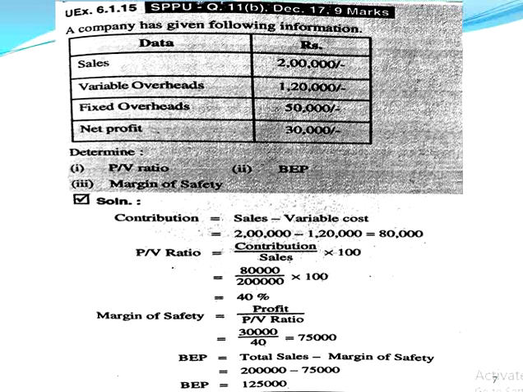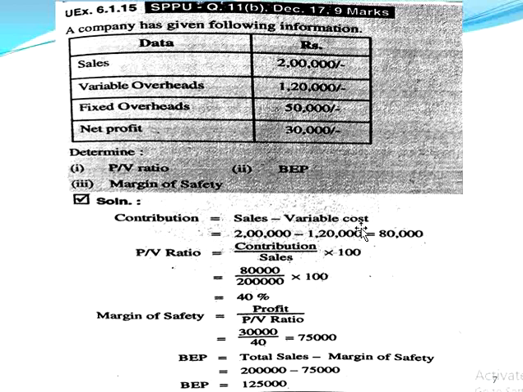Next question: a company has given the following information: sale 2 lakhs, variable cost 1 lakh 20,000, fixed overhead 50,000, net profit 30,000. Again the same question: calculate profit volume ratio, break-even point, and margin of safety. The margin of safety is new.